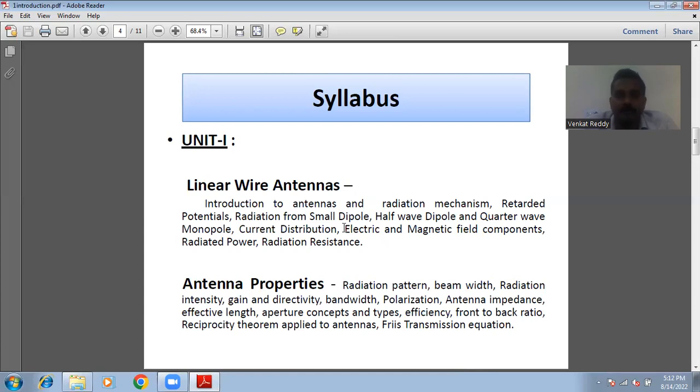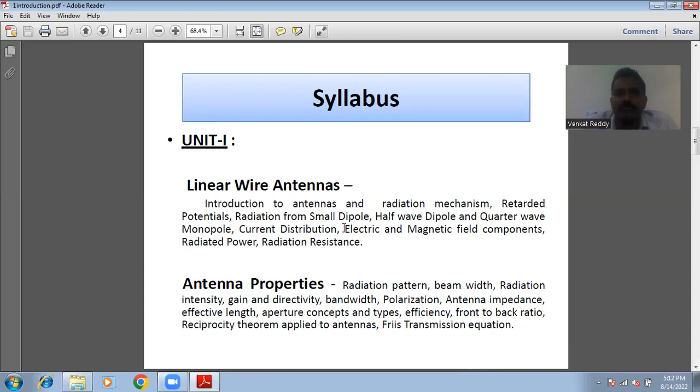And the second part is the antenna properties. As I told, like all other electronic devices, an antenna also will have certain properties: radiation pattern of the antenna, beamwidth, radiation intensity, gain, directivity, bandwidth, polarization, antenna impedance, effective length, aperture concepts, reciprocity theorem applied to antennas, and Friis transmission equation. All these things we are going to learn from unit 1. Antenna properties, like when you go to the market, how do you ask that?